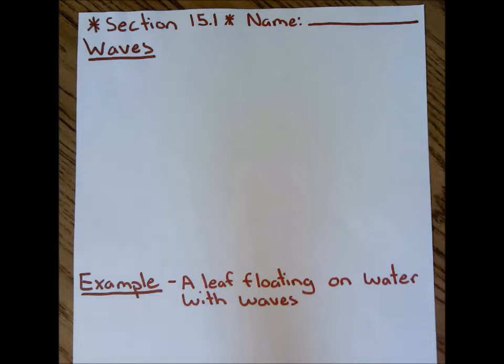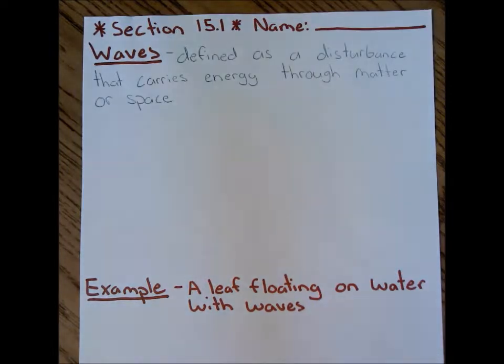So let's get started with the basic principle of waves. Waves are defined as the disturbance that carries energy through matter or space. Again, this is a real general definition of a wave. We'll get a little bit more specific toward the end of this section, but a couple of points to make about waves.